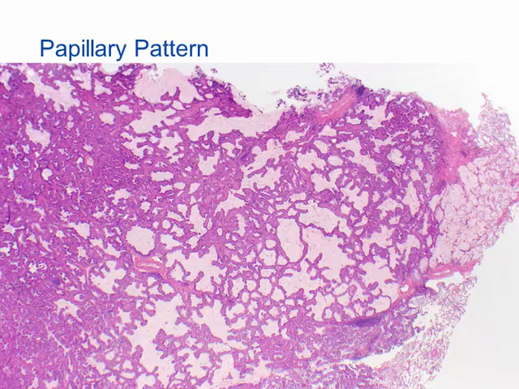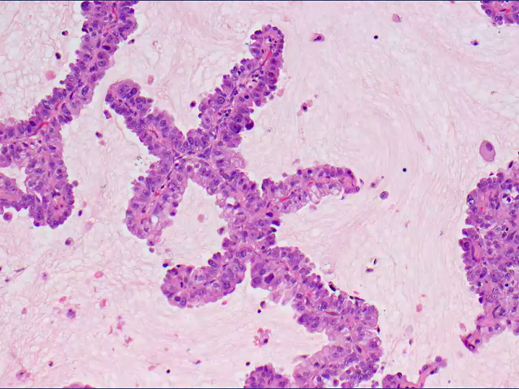Papillary pattern is comprised of papillae which have fibrovascular cores that are lined by neoplastic cells. This pattern sometimes can be difficult to distinguish from an adenocarcinoma in situ, and therefore we always have to watch out for these papillae. On high power, we recognize the fibrovascular core that is lined by the neoplastic cells.